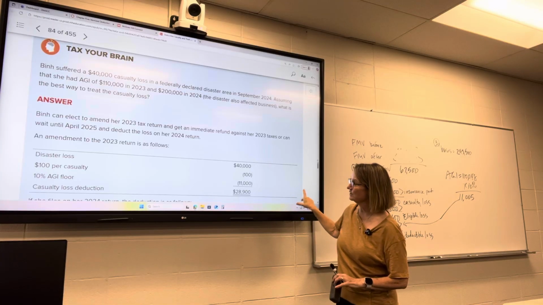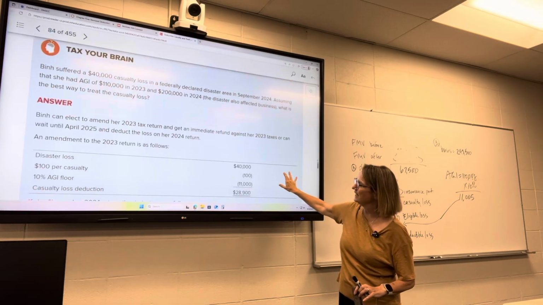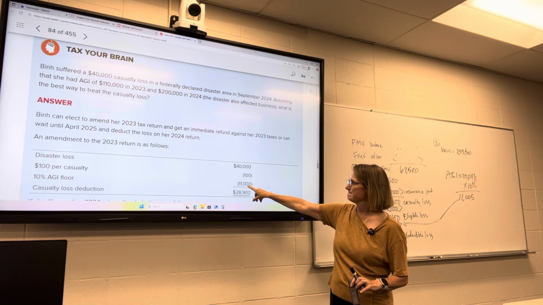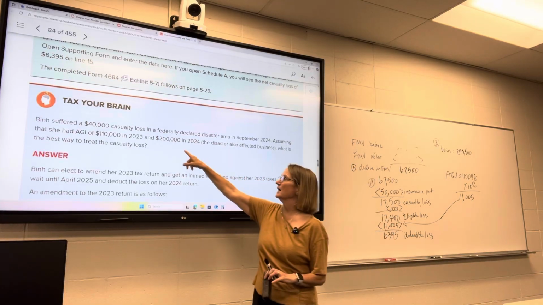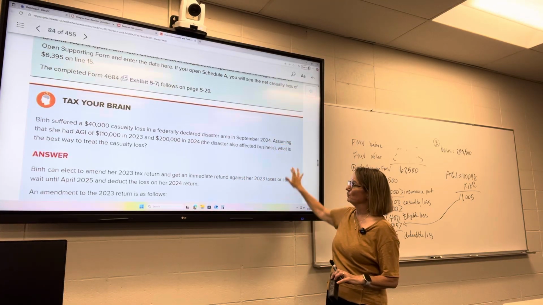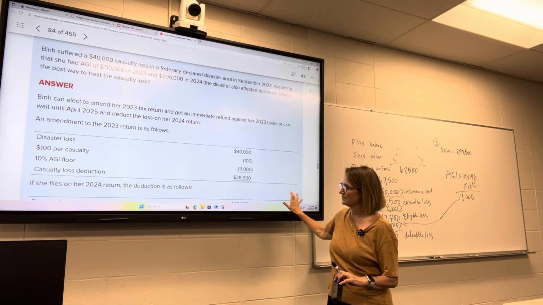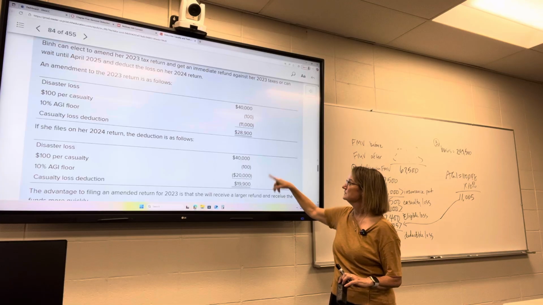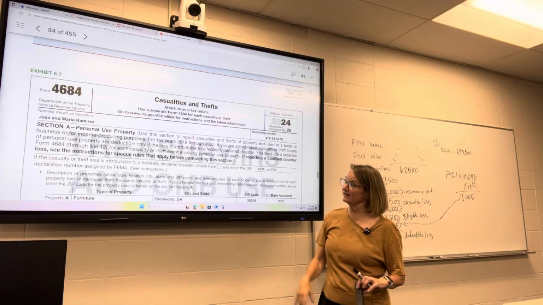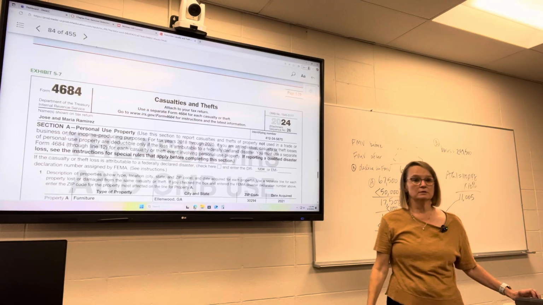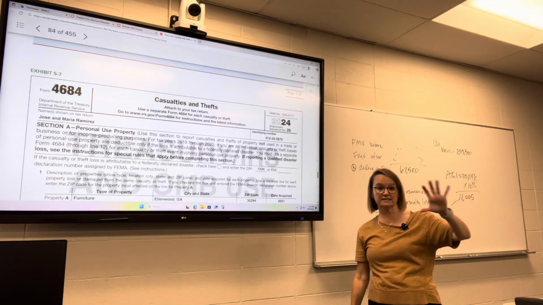And this would be the calculation. So she would get to offset 10% of her AGI in 2023, which would be 11,000. 10% of her AGI in 2024 would be 20,000. So you can see she gets a lot greater deduction if she does it that way and amends her tax return. Otherwise she loses quite a bit of deduction. So we file it on this, and these are all personal losses, not business losses. If it's a business, that goes in a different place.